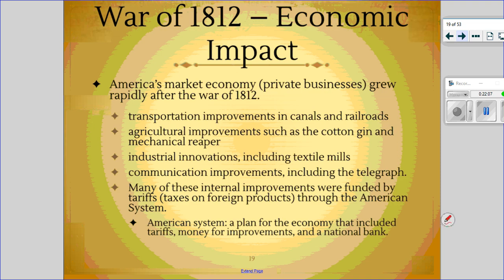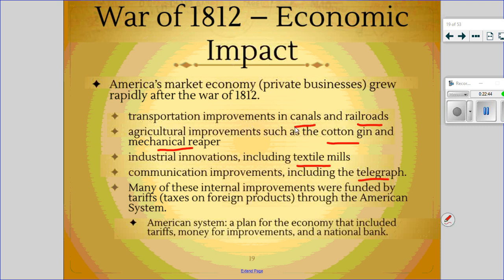All right. The economic impact of the War of 1812 is dramatic. Our market economy is going to grow rapidly after the War of 1812. We're going to see transportation improvements, such as canals and railroads. We're going to see agricultural improvements, such as the cotton gin and the mechanical reaper. I'll talk a little bit more about those in a second. We're going to see industrial innovations like textile mills. A textile mill is a factory that makes cloth. We're going to see communication improvements like the telegraph. And I'll explain the telegraph a little bit more in a moment too.